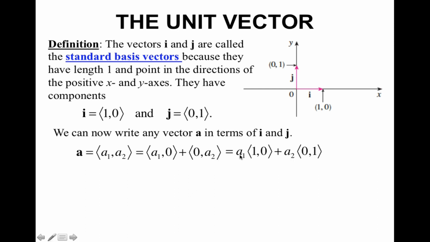And if I pull out the components, I have a sub 1 times 1, 0, plus a sub 2 times 0, 1. That's the same thing as writing that vector A is equivalent to its horizontal component times the i vector, plus the vertical component times the j vector. So for example, if we have the vector given by the components 4, -7, I can rewrite it as 4 times the i vector minus 7 times the j vector.